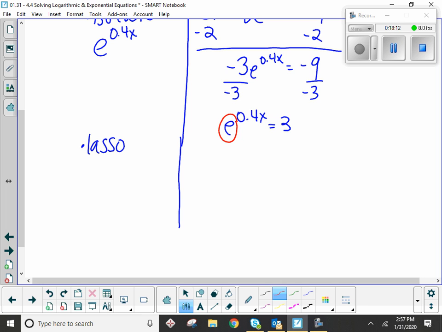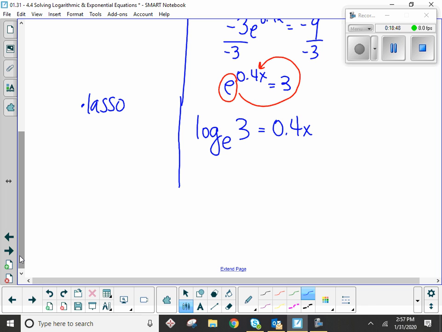You start with the base. You go around. If I'm converting to log, what do I need to write down first? L-O-G. And I know I need that because I started with exponential. The only other thing I can write it as is log. So log base what? E. Log base e of 3 is good. 0.4x, very good.